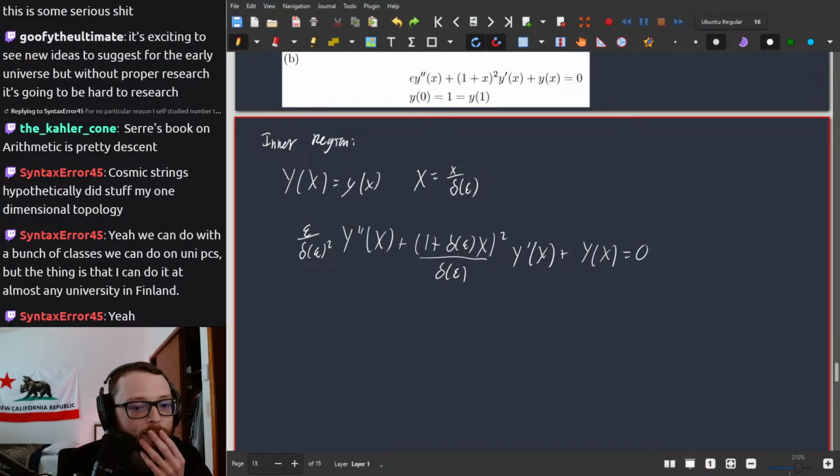I think it's going to be delta of epsilon equals epsilon. I need to remember how this works though.